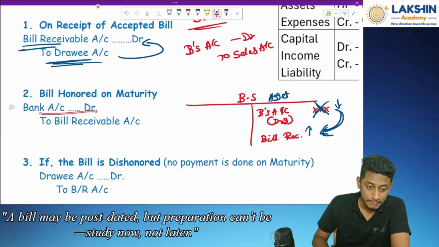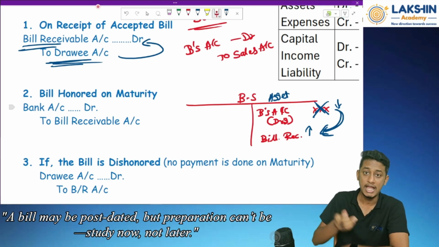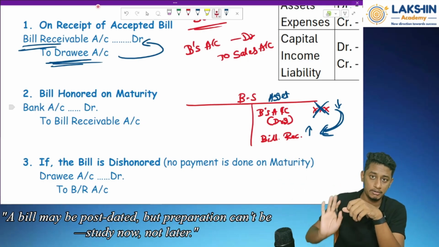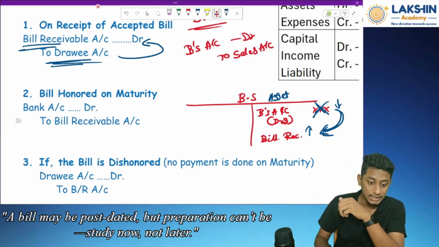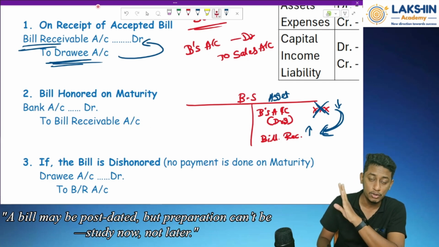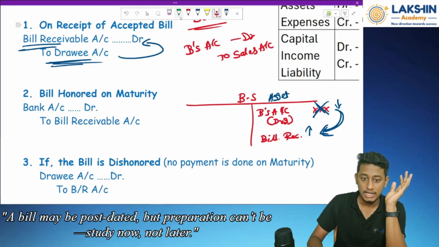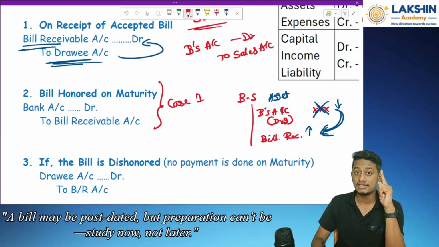So I have debited bank account because I have received money. I am crediting bill receivable account because once the payment is received by me, this bill receivable is not required. It has to be torn off and thrown away. This bill won't have any legality because payment is received. So I am crediting the bill receivable account, which was an asset account, to reduce the value in the bill receivable account. By this, I have cancelled off my bill receivable. This is done. This was my case number 1, where the bill is honored.